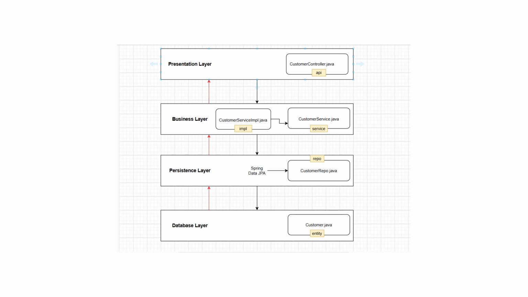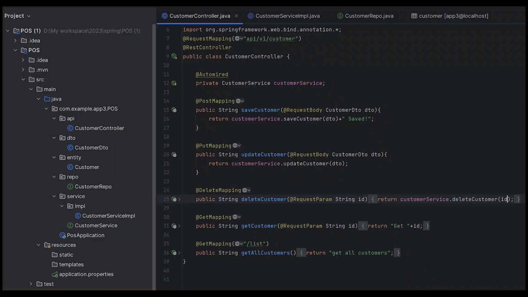First, we have the presentation layer. This is where we handle incoming requests. In our project, this is managed by the API package, which contains the customer controller class. This is where all the API endpoints are defined. Simply, we can say it's the front door of our application.